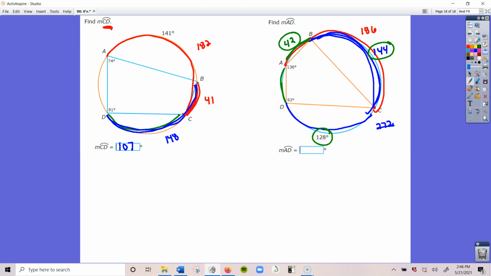To find AD, which is the one that we're looking for, this creates a full circle. So we're going to do 360 minus 42 minus 128 minus 144. And that's going to give me that leftover angle measure. So 360 minus 42 minus 128 minus 144 gives me 46. So that is the measure of that arc. And those are all of those IXLs.